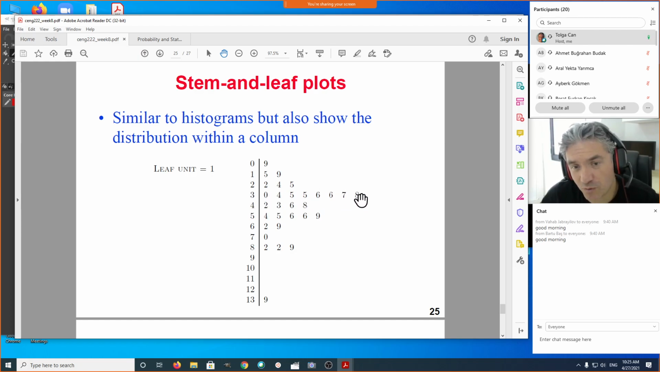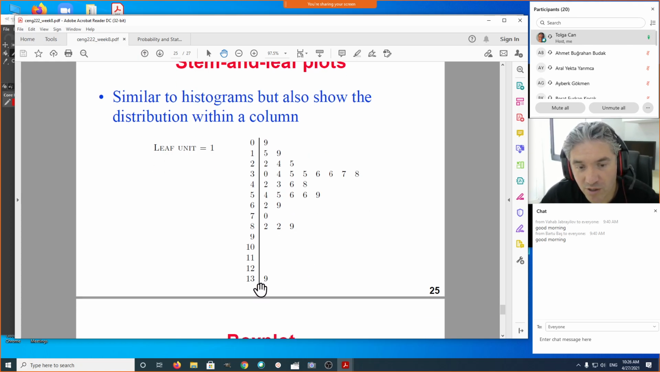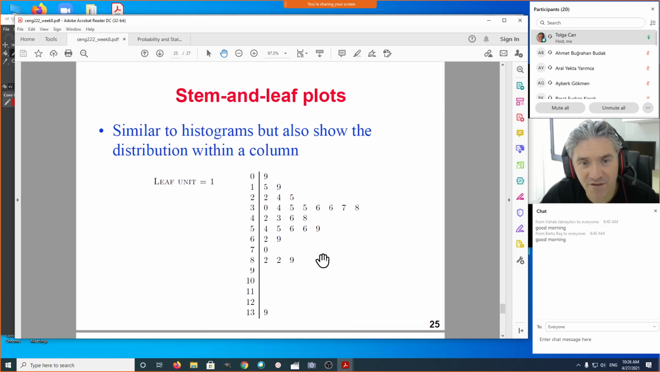So this one also shows like a histogram. It shows there are a lot of data points between 30 and 40. Leaf unit 1 means that there's one least significant digit that you put away to the right hand side. So this was our outlier 139, if you remember, which is right here, and there are some empty bins, as you see, as there are no data points here.